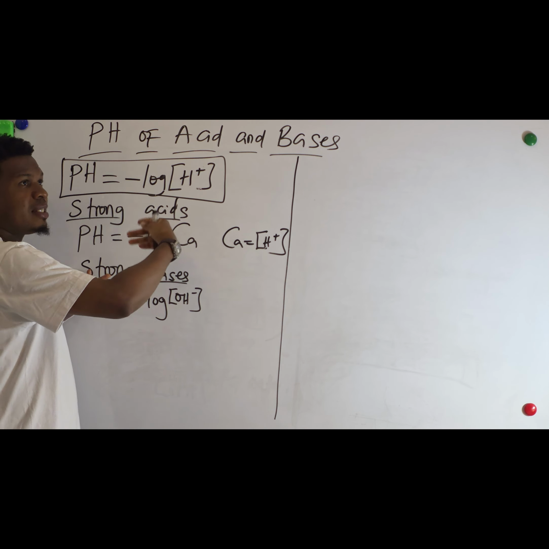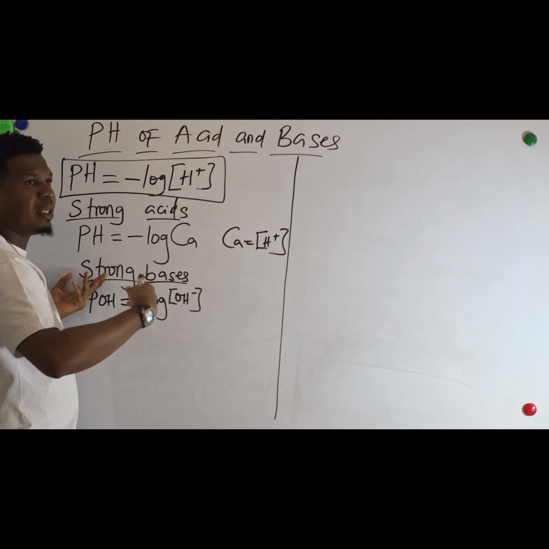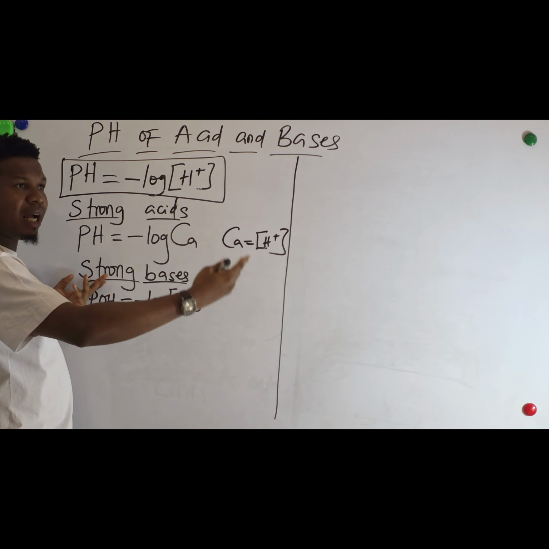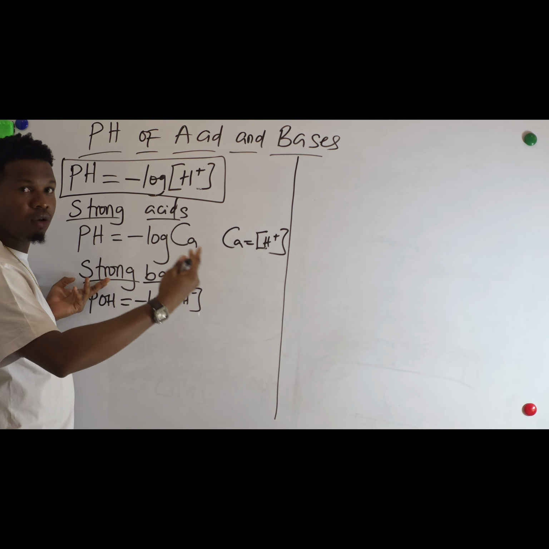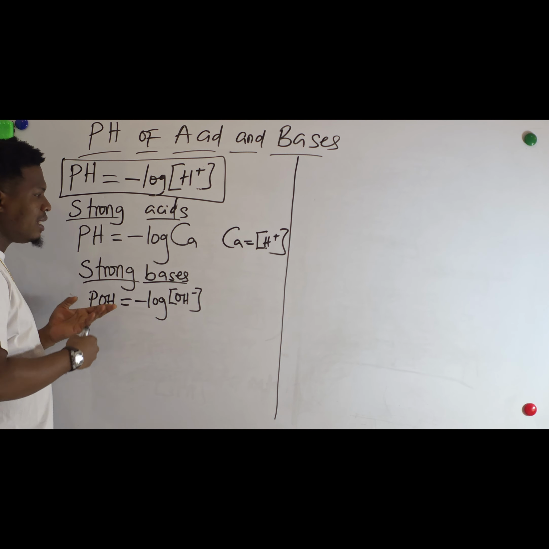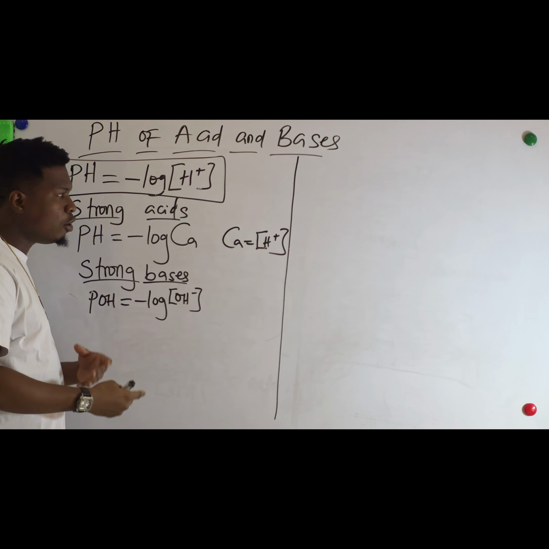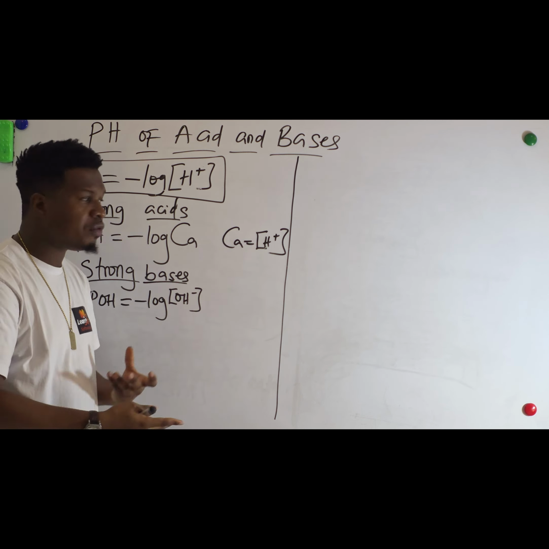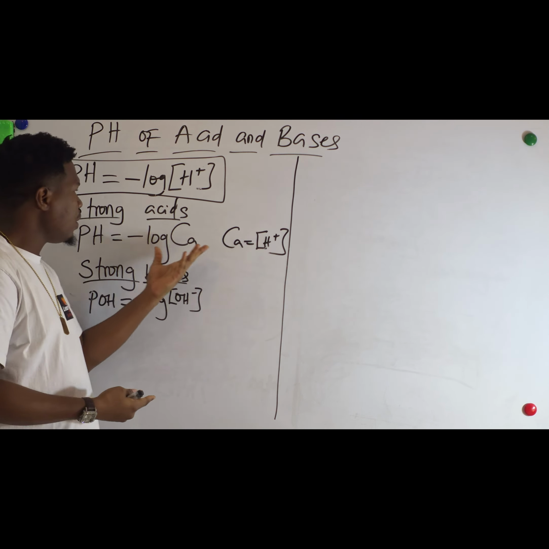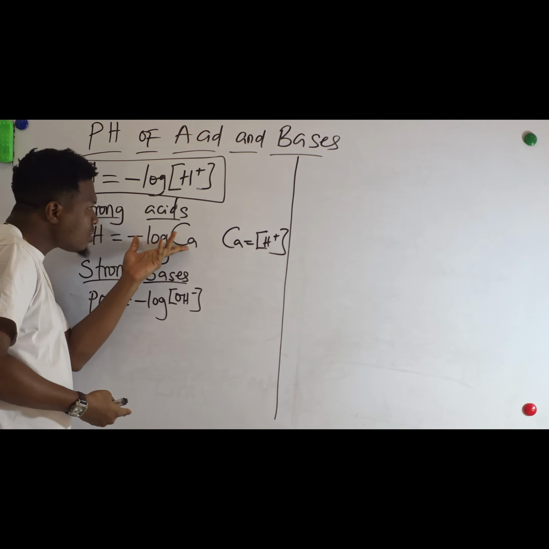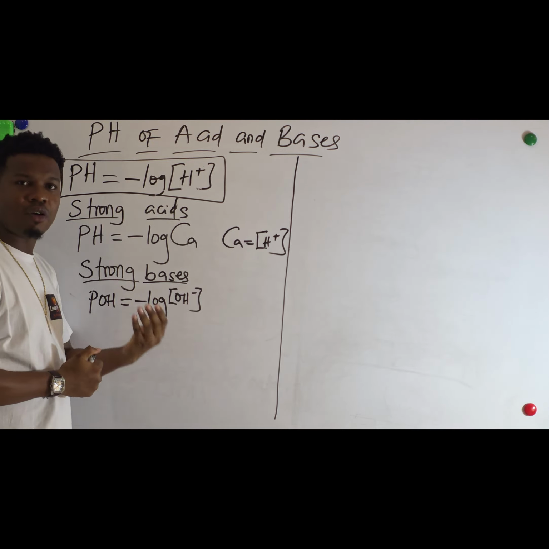But for a strong base, now remember we have talked about acids, strong acids. Examples of strong acids are HCl, H2SO4, and HNO3, that's hydrochloric acid, sulfuric acid, and nitric acid. These are strong acids. So when these acids dissociate in water, they will produce hydrogen ion, which is the concentration of this hydrogen ion. So when you find the negative log of these concentrations of the acids, you have gotten the pH.